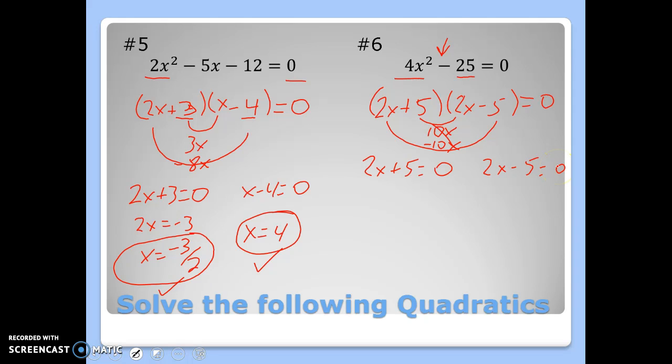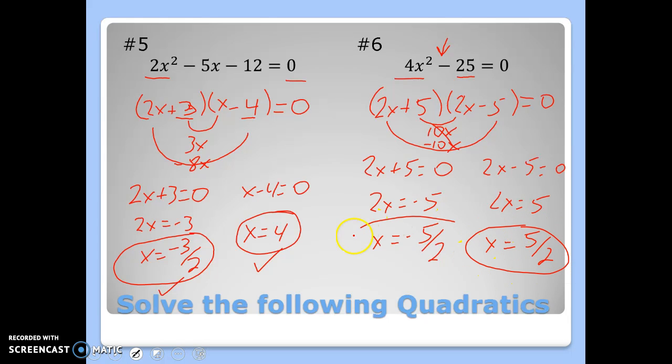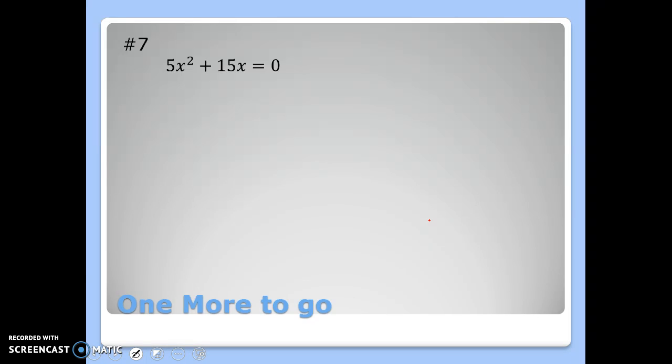And so here, if I subtract 5, I'll have 2x equals negative 5, divided by 2, and x is negative 5/2. The other equation, if I add 5 to both sides, I'll have 2x equals positive 5, divided by 2, and x equals positive 5/2. And so my two solutions are negative 5/2 and positive 5/2. I have one more that I want to go through with you.